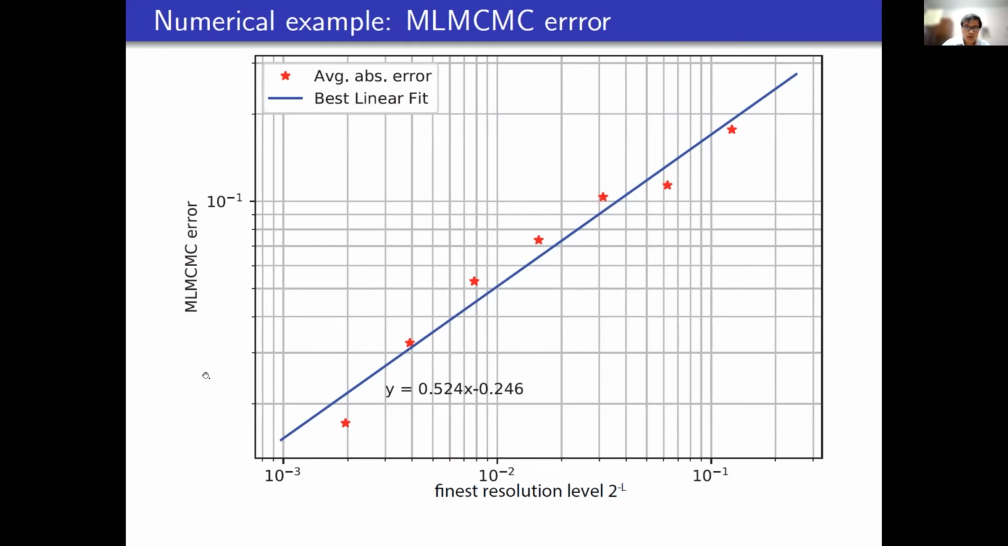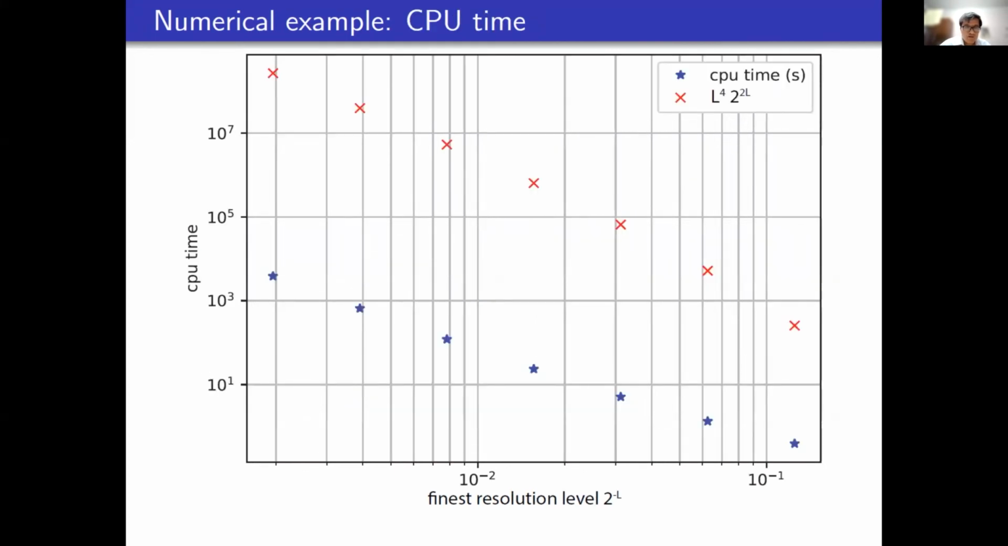And here we have the CPU time versus the finest resolution level 2 to the minus L. So the red line that you have here is the theoretical number of floating point operations that we have, and this here is the CPU time that we really need. You can see that the CPU time does follow the theoretical number of floating point operations.